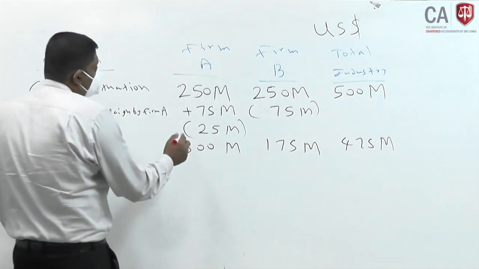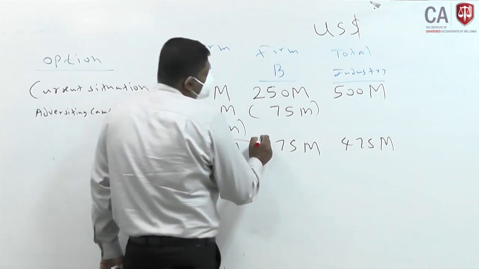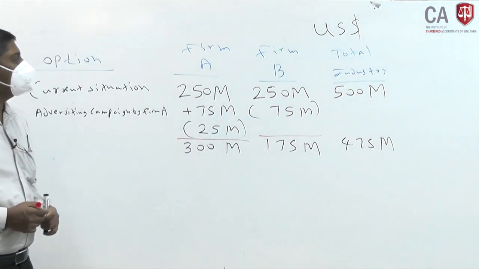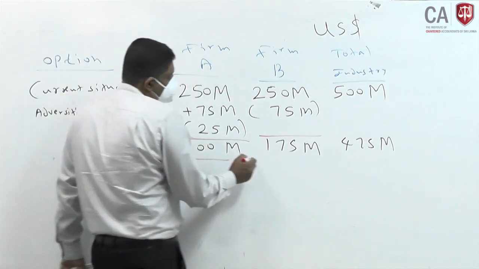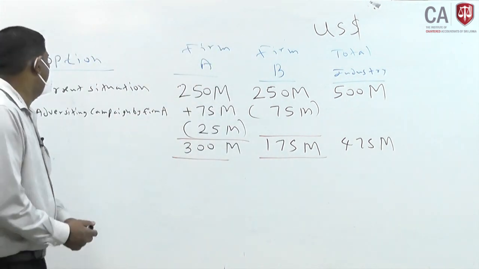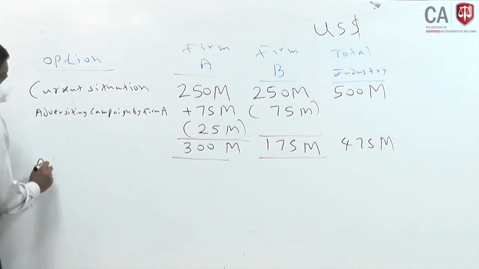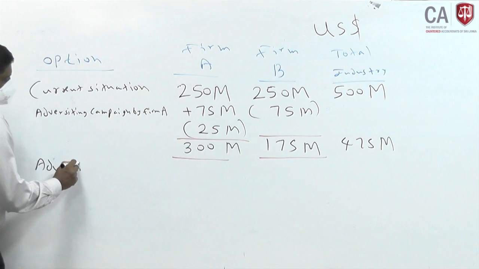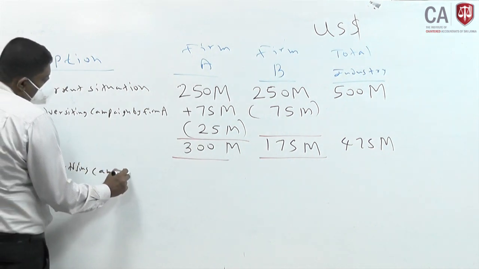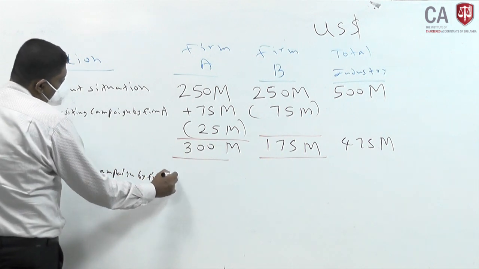So it will be a reduction from the overall profit, right. So then, as a result, what happened to the industry? Industry profit becomes 475 million. Then the next thing that happened is an advertising campaign by firm B. Firm B also comes up with an advertising campaign.